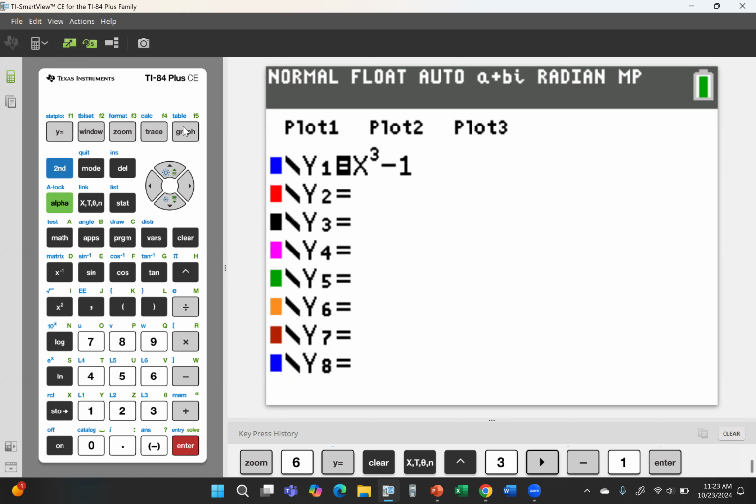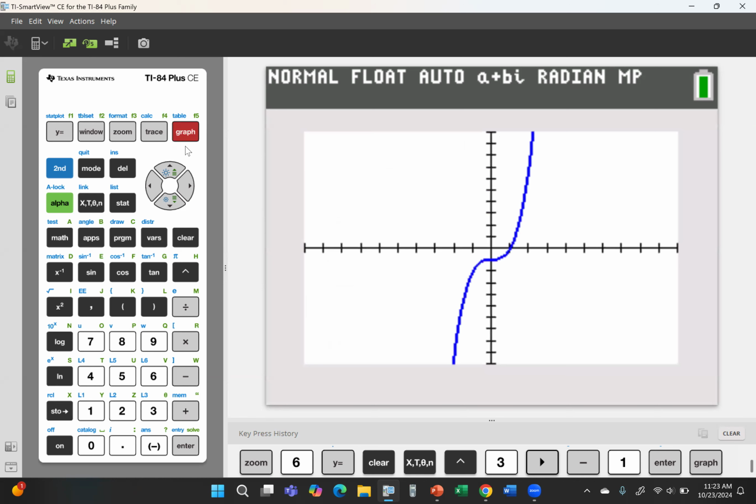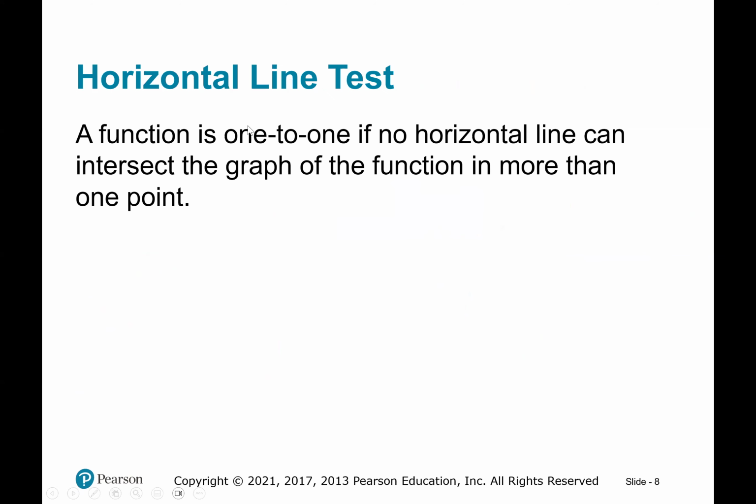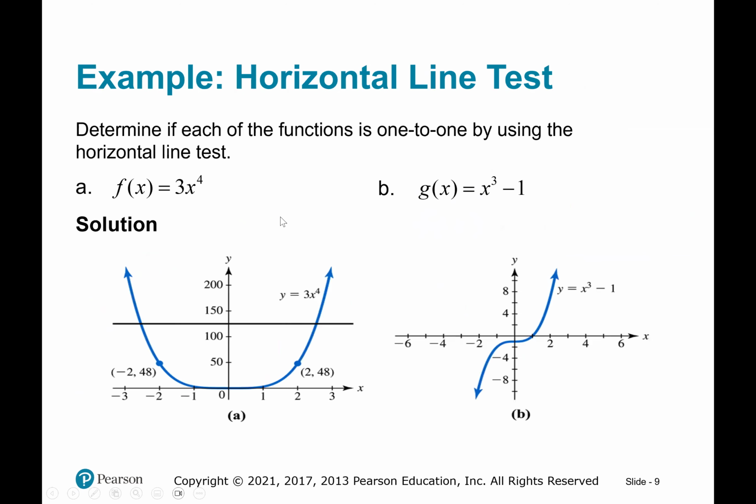Okay, so let's graph that. That is one-to-one. I can draw a horizontal line through it and not hit the graph in more than one place. So vertical line tests are for if the graph is a function or not. Horizontal line test is the function one-to-one or not.